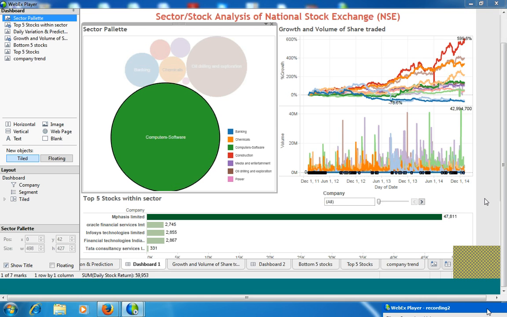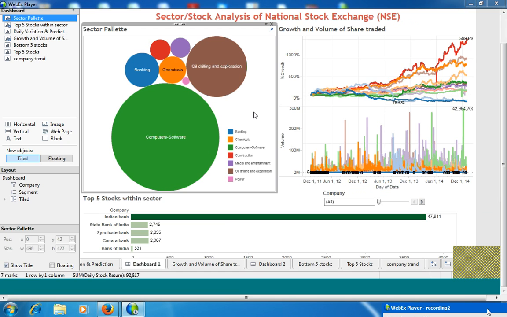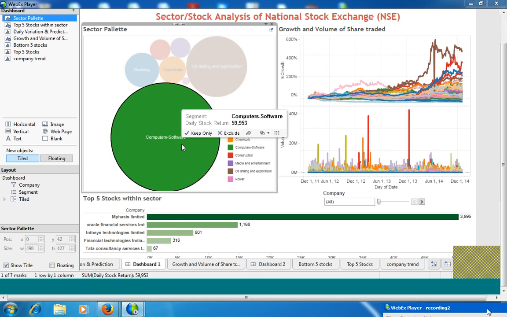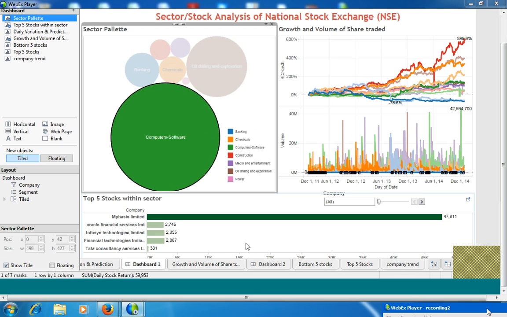As part of data visualization, we have prepared two dashboards, and we can see that here. Here we can see the different sector information in the bubble chart, and we can observe that the software industry is performing well compared with other sectors. And in the bottom, we can see the top 5 stocks within that particular sector. Suppose you want to check computer software, you can click on that, and below you can see the top 5 stocks within that sector.